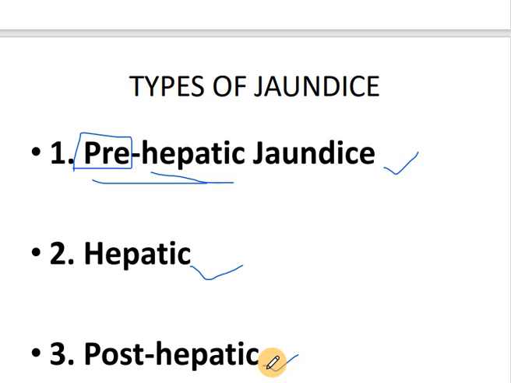So these are the types of jaundice. Basically, if any of them occurs, it can lead to a high level of what? Bilirubin. If any of these types of jaundice occurs, it can lead to an elevated level of bilirubin, and that can cause yellowing of the skin and the eye, which we call jaundice.